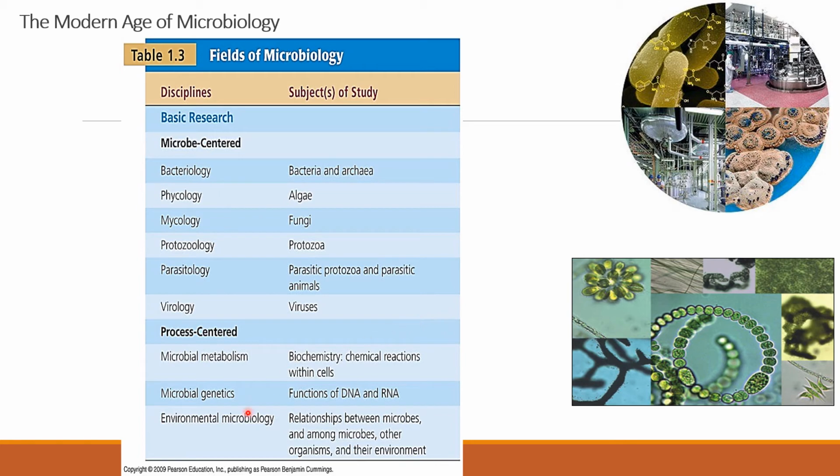Now we also have process centered ones, such as microbial metabolism. It is a separate field of biochemistry where the chemical reactions taking place within microbial cells are studied. Then we have microbial genetics, which talks about the functions of DNA and RNA. And we have a unique discipline of environmental microbiology, which talks about the relationships between microbes and other organisms, as well as between microbes and the environment.